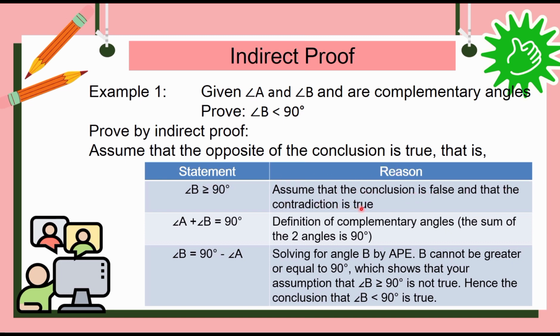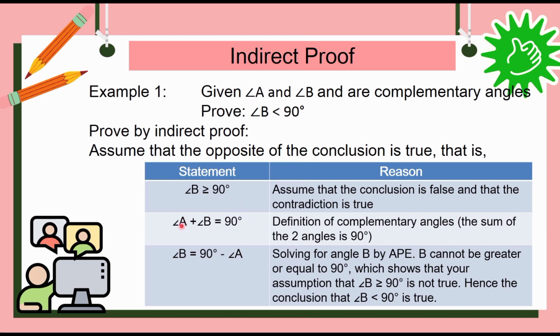Okay. So, let us have this. Angle A plus angle B is equal to 90 degrees. Kasi ang complementary angles ay, ang sum ng kanyang angles ay 90 degrees. That's why our reason: definition of complementary angles. So, the sum of the two angles is 90 degrees. And then, from this, pwede tayong magkaroon ng transposing to the other side of the equation. So, it should be written as angle B is equal to 90 degrees. Lipat natin si angle A sa kabila. So, since ang angle A ay positive, it becomes negative.